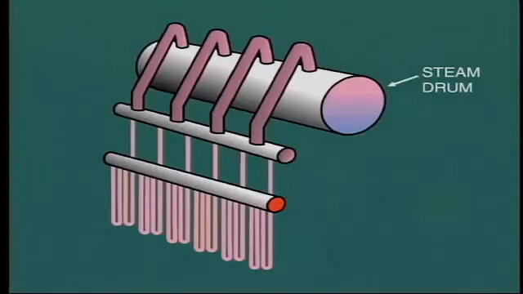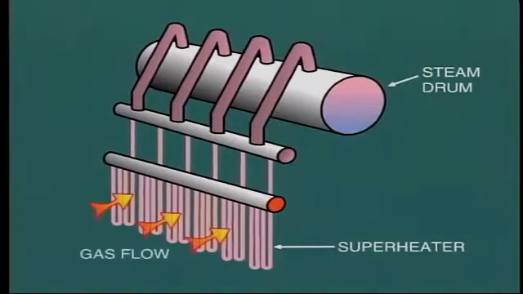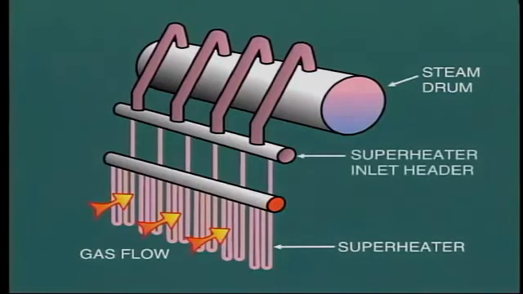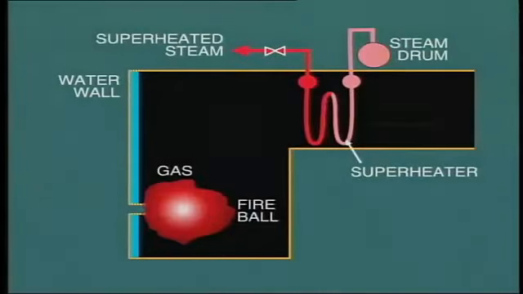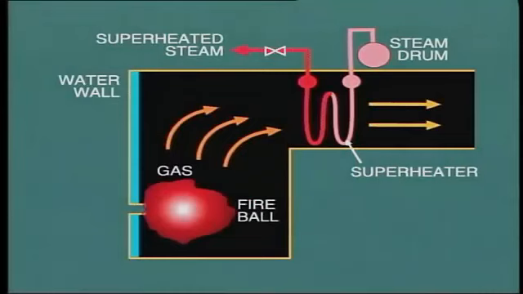Heat is added to the saturated steam by passing it through a bank of superheater tubes, which extend right across the boiler in the path of the combustion gas. Steam from the drum passes into the superheater inlet header, and from here is distributed to all of the superheater tubes. As the combustion gas leaves the water wall area, it enters the superheater zone.